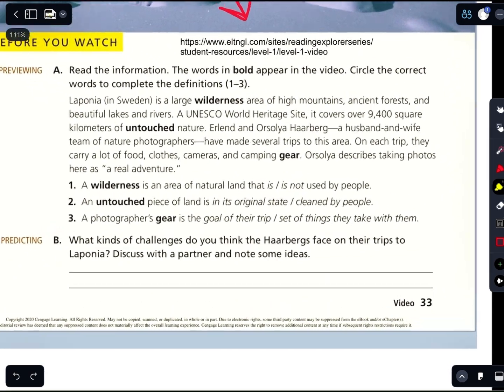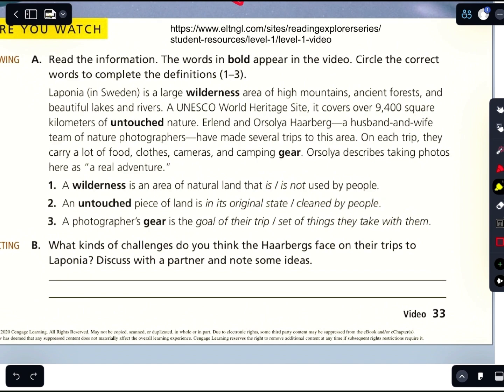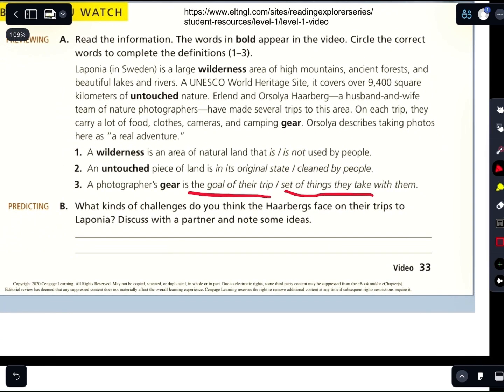A wilderness is an area of natural land that is, and you can select which one is correct, is or is not used by people. An untouched piece of land is in its original state or is cleaned by people. A photographer's gear is the goal of their trip or the set of things they take with them.